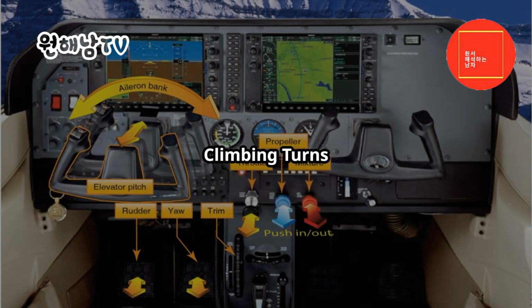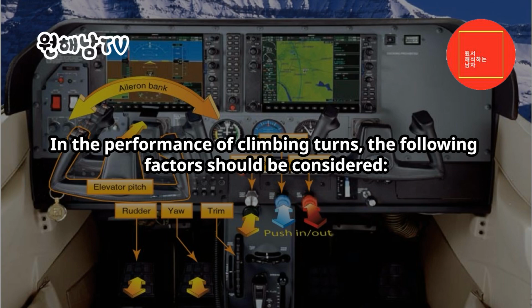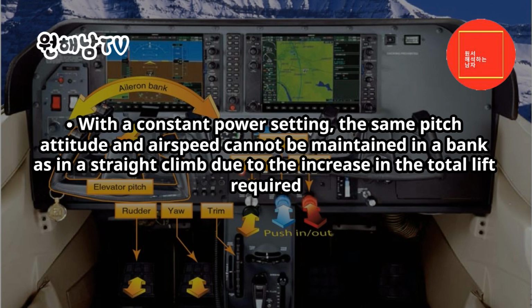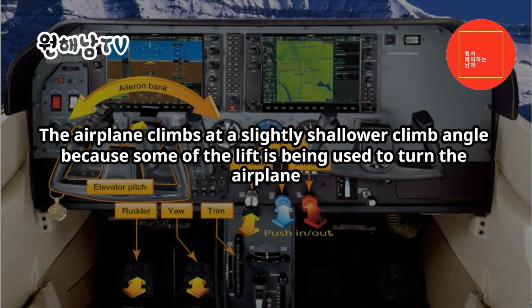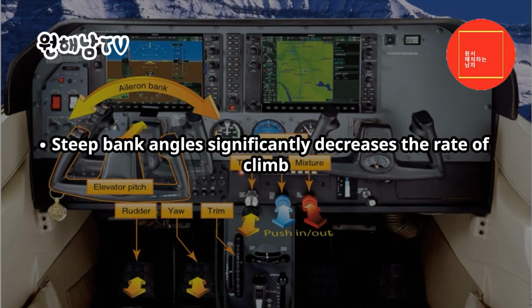Climbing turns. In the performance of climbing turns, the following factors should be considered. With a constant power setting, the same pitch attitude and airspeed cannot be maintained in a bank, as in a straight climb, due to the increase in the total lift required. The airplane climbs at a slightly shallower climb angle, because some of the lift is being used to turn the airplane. Steep bank angles significantly decrease the rate of climb.